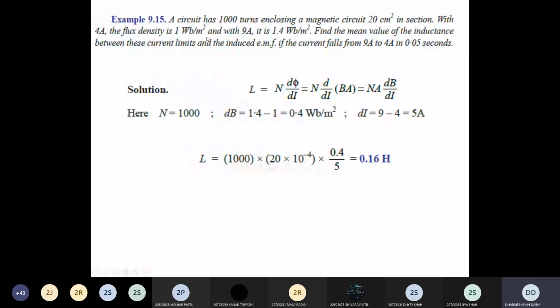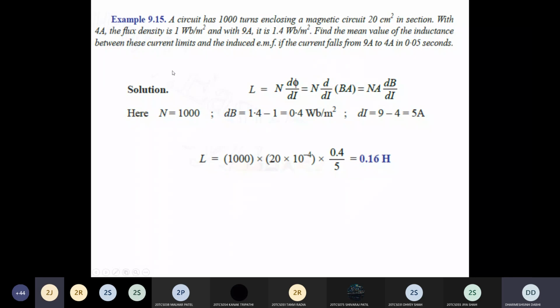dB is given. First flux density is 1 Weber. After that, when current is changed to 9 ampere, flux density is increased to 1.4. So now dB is what? 1.4 minus 1, 0.4 Weber per meter square. And di is also given, which is 9 minus 4, so it is 5 ampere. Number of turns is given, area is given. Convert this into meter square. So put these values in this equation. So finally you get the answer 0.16 Henry. Clear? All of you clear? Get the answer? Yes, sir. Okay.